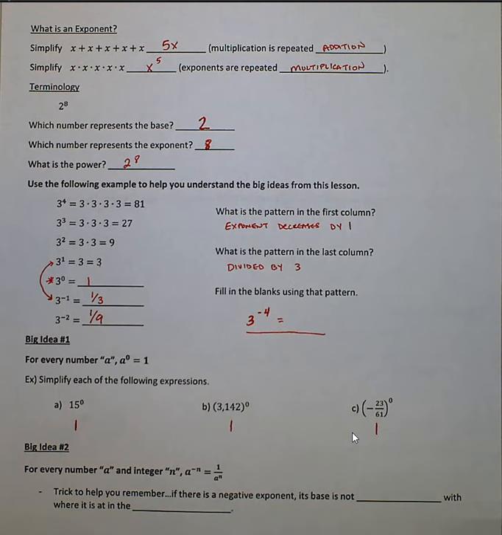Okay, big idea number 2 here, guys. For every number a, a to the negative n is just 1 over a to the n. Okay? Here's a trick that'll help you remember.